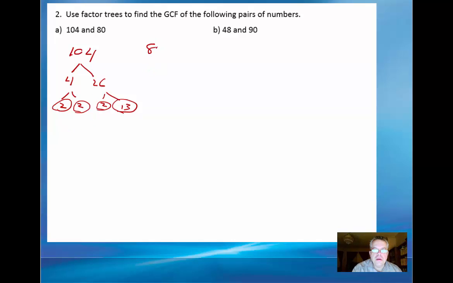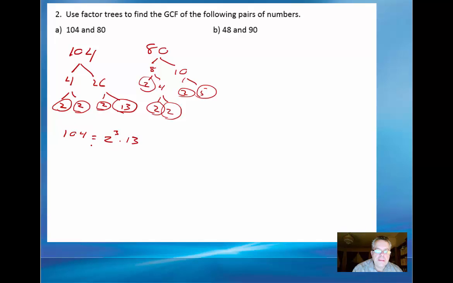Let's do 80 here. 80 is 8 times 10, which is 2 times 4. So 2 is prime, I'm going to circle it. 4 can be broken up into 2 times 2, and they're prime. All right, and 10 is 2 times 5. So we see that 104 is 2 to the third power times 13, and 80 is 2 to the fourth times 5.